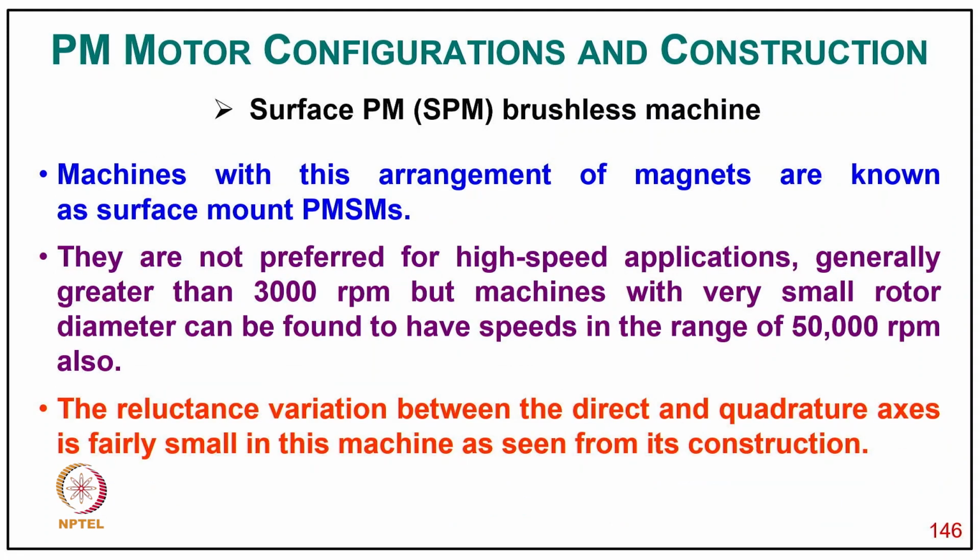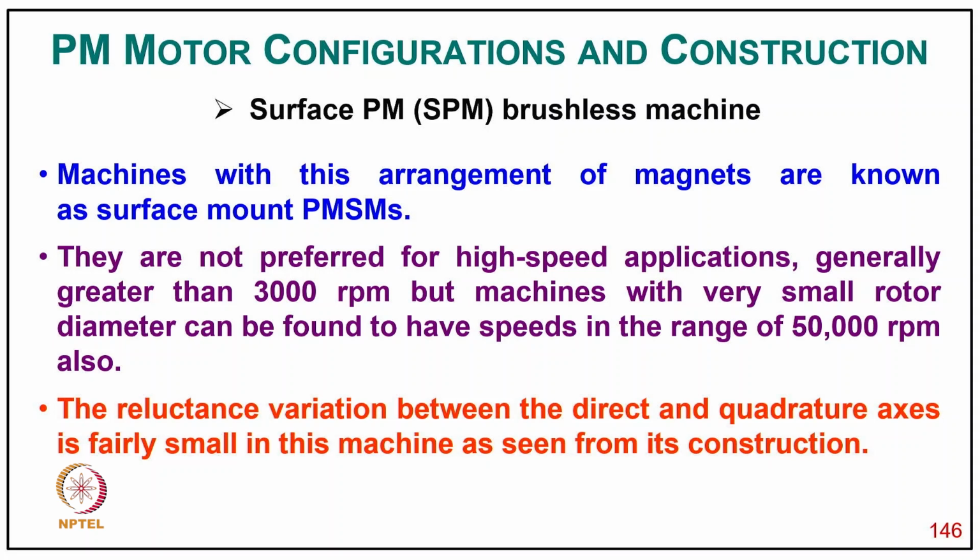So this surface magnet machine with this arrangement of magnets is known as the surface mounted permanent magnet synchronous motor. They are not preferred for high speed applications, generally greater than 3000 rpm, but a machine with a very small rotor diameter can be found with a speed in the range of 50,000.